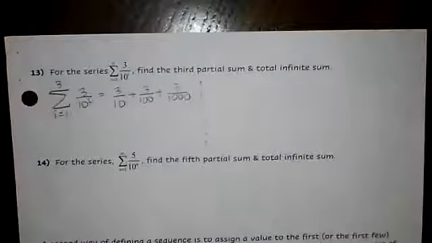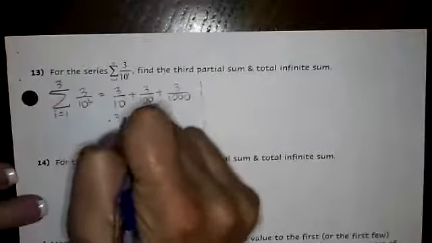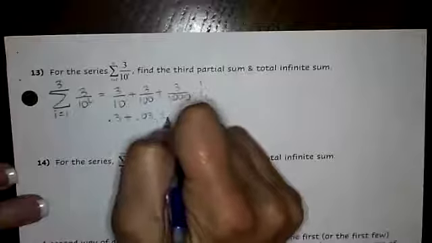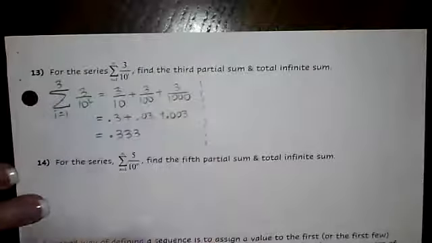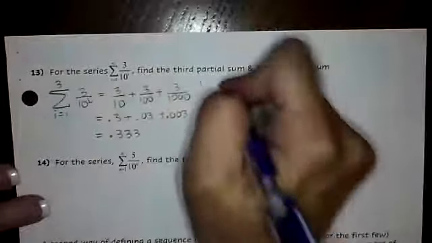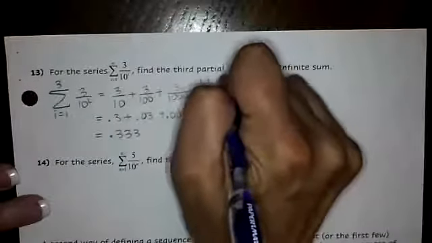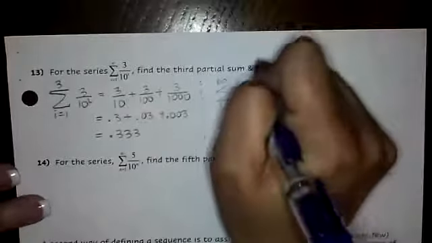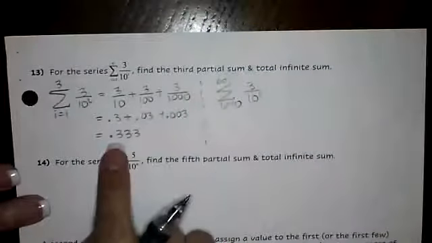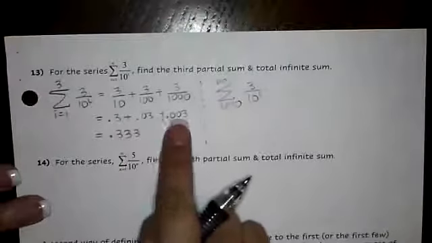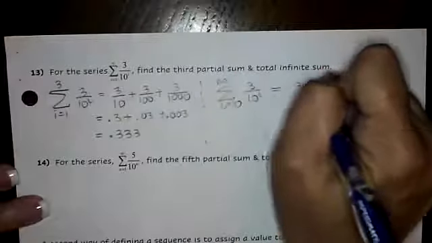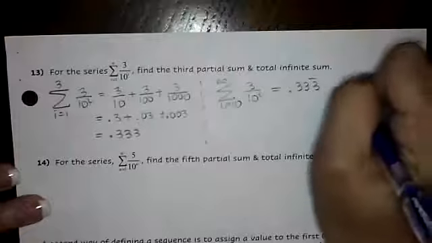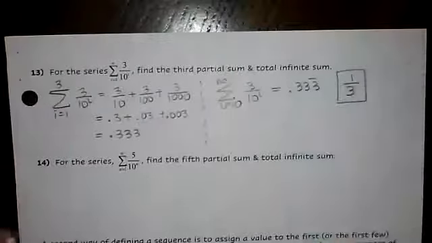Now, if I was to go ahead and put this in the calculator, I would get 0.3 plus 0.03 plus 0.003, which is 0.333. Well, if we think about this going to infinity, now, using what we just saw there, as I'm going up, I'm adding one more digit with 333. So the infinite one would have to be 0.33 repeating, which we know is 1/3. So that's going to be my total infinite sum.